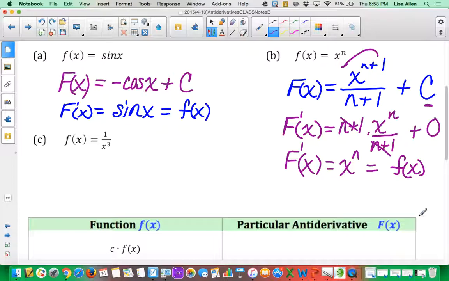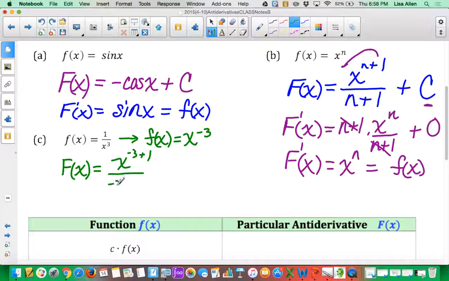So if we look at the third one, using that rule, if we have f of x, there are times where we want to say, okay, I'm going to rewrite this using negative exponents. f of x is equal to x to the negative third power. Lowercase f of x being the function, the antiderivative then, capital F of x, is equal to x to the negative 3 plus 1 over negative 3 plus 1. You have to remember you're dealing with negative exponents now.